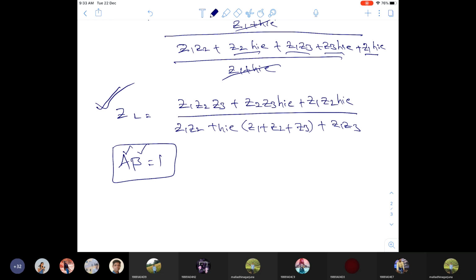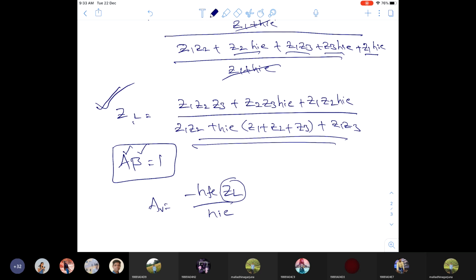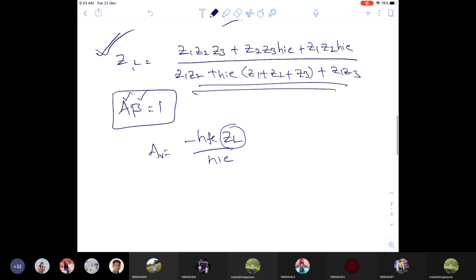A is the voltage gain, which for the simplified model is minus HFE ZL by HIE. Am I right? So voltage gain equals minus HFE ZL by HIE. To substitute ZL here, we calculated this derivation, and this is the equation for ZL. So now substitute here. What will we get if we substitute here?